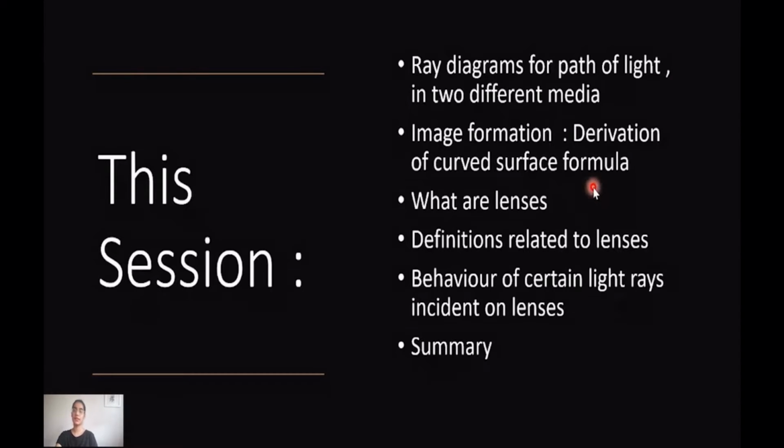Then we will study some definitions that are related to our lenses, and then we will study the behavior of certain light rays which are incident on lenses and how they will help us draw image diagrams for both convex lenses and concave lenses. Then we would make a summary of what we did in our entire chapter, in our entire session. So let's begin.